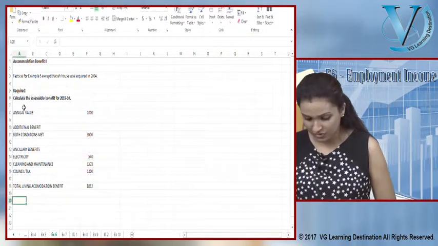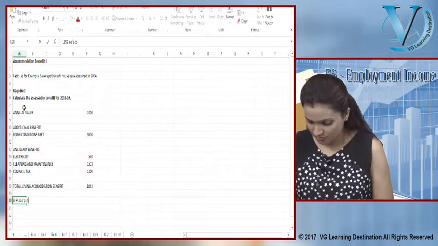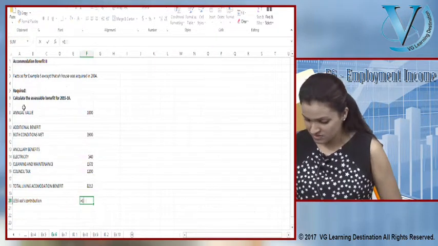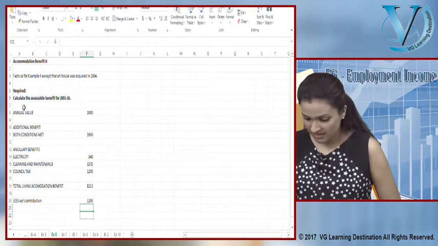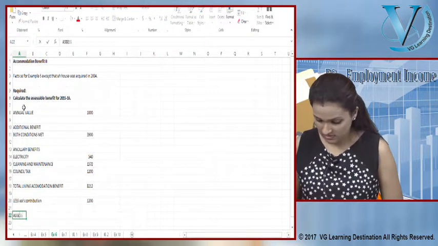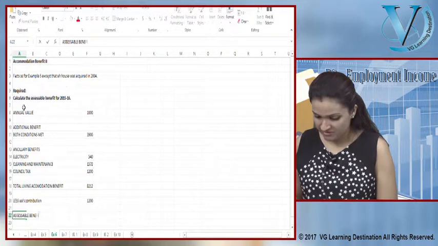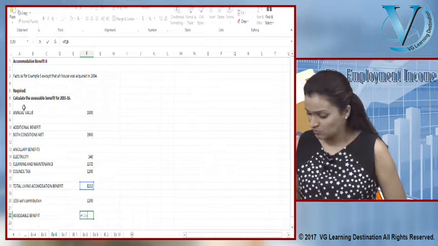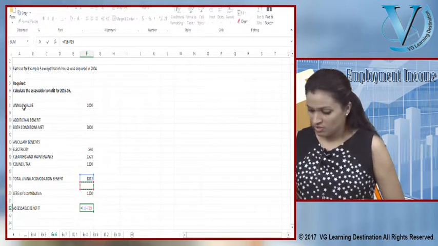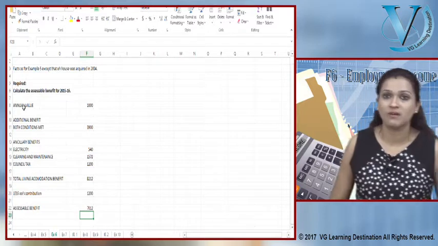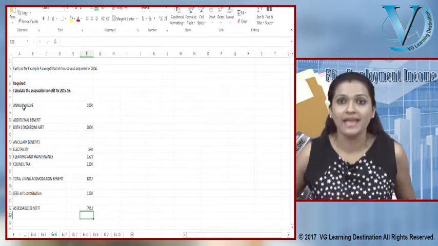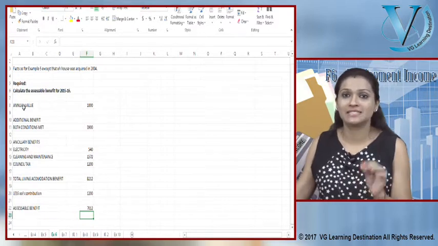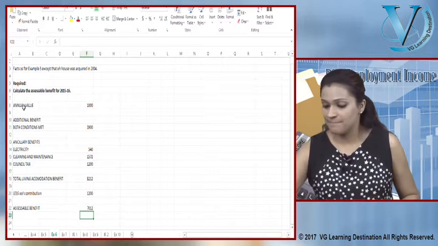What you're going to do again is reduce the employee's contribution, which equals £100 per month. The remainder becomes the assessable benefit, which equals 8,212 minus 1,200. £7,012 is the amount of benefit that you will be liable to pay income tax upon. So we're going to add it as employment income under your benefits.